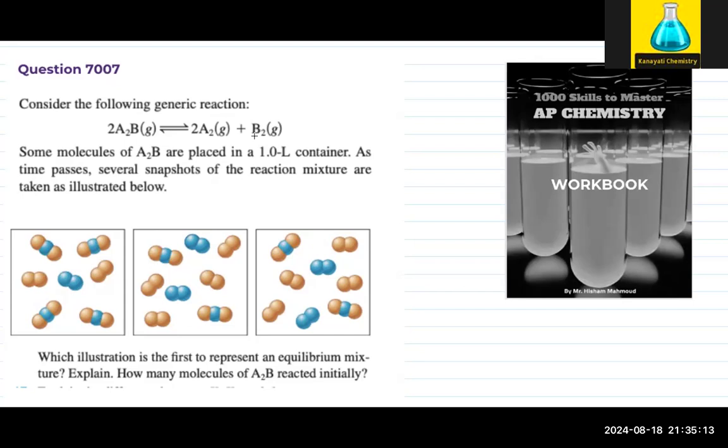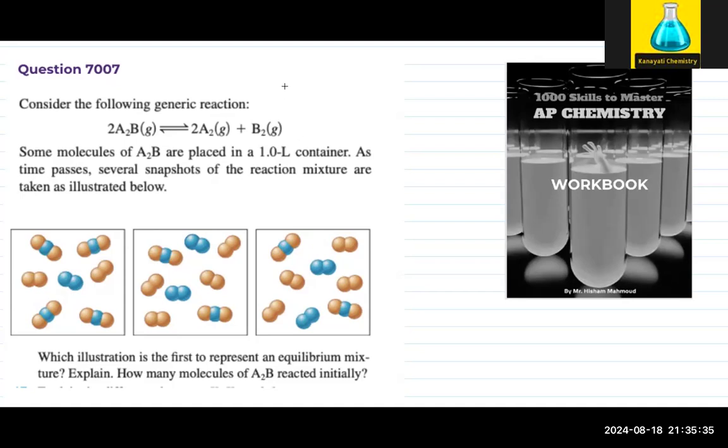As time passes, several snapshots of the reaction mixture are taken as illustrated. So this is the reaction, and as time passes, I took several snapshots, like pictures of the reaction mixture. Which illustration is the first to present an equilibrium mixture? Explain, and how many molecules of A to P reacted initially.